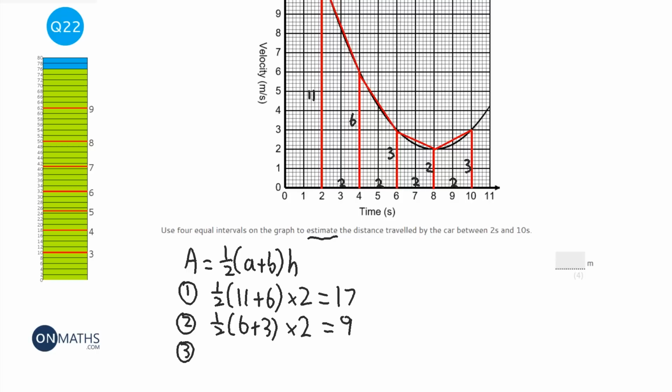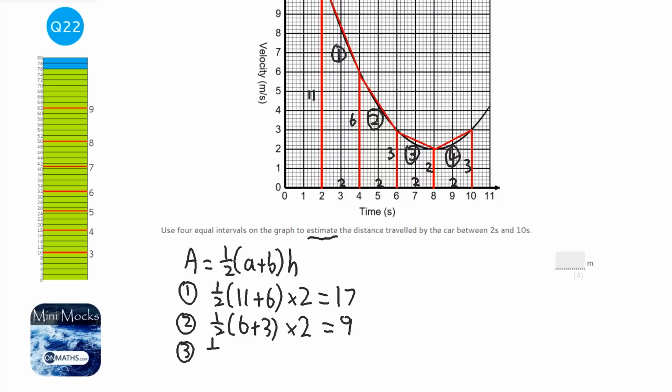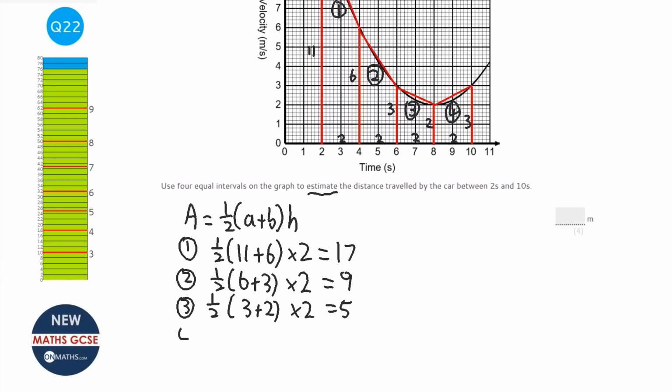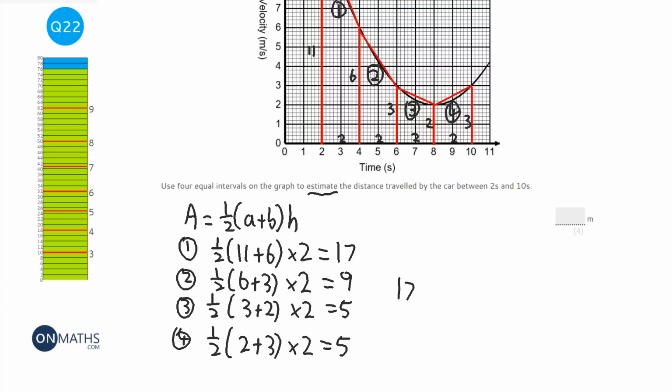The third trapezium, and if you want to, you can actually just number them on the actual graph itself to show the examiner, yep, this is the one I'm trying to work out. So that's going to be half, and what is it this time? 3 plus 2, times 2, which is just going to be 5. Let's just scroll it down a little bit. So the fourth one is going to be half of 2 plus 3, times 2, which is also going to be 5. So to work out the total distance, 17 plus 9 plus 5 plus 5. I don't know why I'm using a calculator for this as well, but it's here, so we might as well use it. So it's going to be 36.